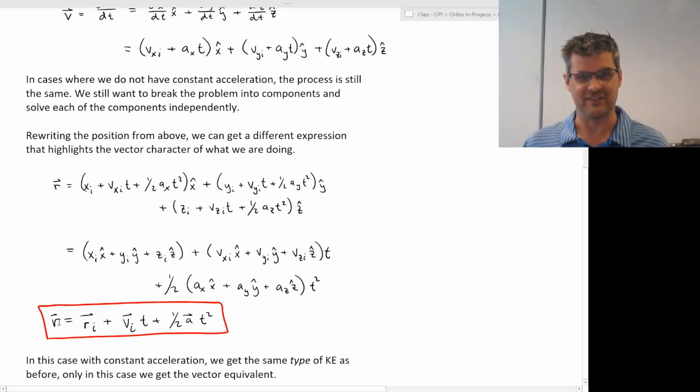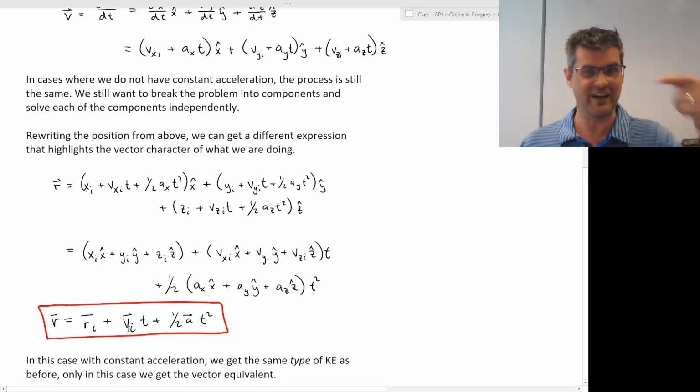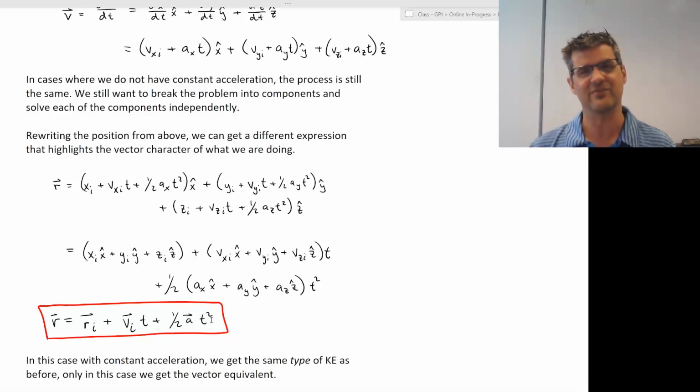So position is defined by the initial position plus the initial velocity vectorially times t, plus 1/2 the acceleration vector times t squared. So we can actually write down our kinematic equations from before for constant acceleration even in 3-dimensional space. The initial position could be in the x. The initial velocity can be in the y. The acceleration can be in the z. And this is still an expression that's going to give me the x, y, and z coordinates of the position at any given time that we choose to pick.